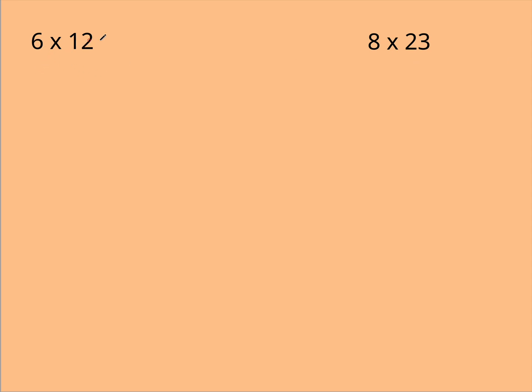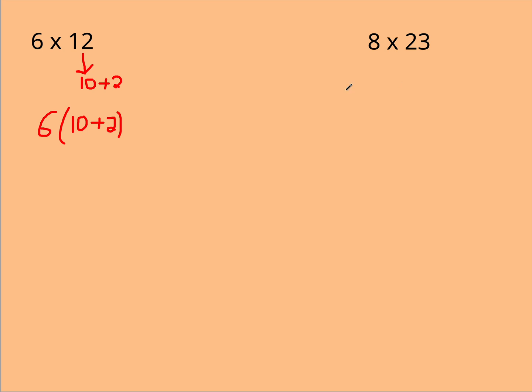So 6 times 12, we know that that's 72. But 6 times 12, I can think of as decomposing this 12 into something like 10 plus 2. Okay, so now I do 6 times, and we're going to get used to seeing parentheses. If I have parentheses right next to a number, that means multiply. So 6 times (10 plus 2).